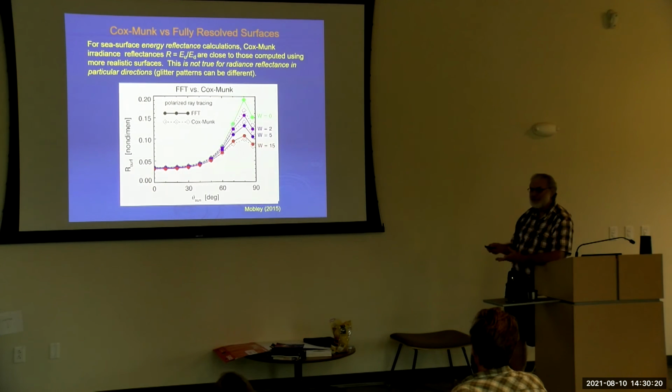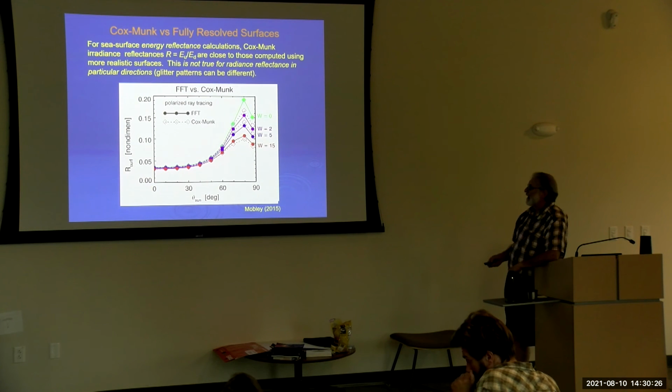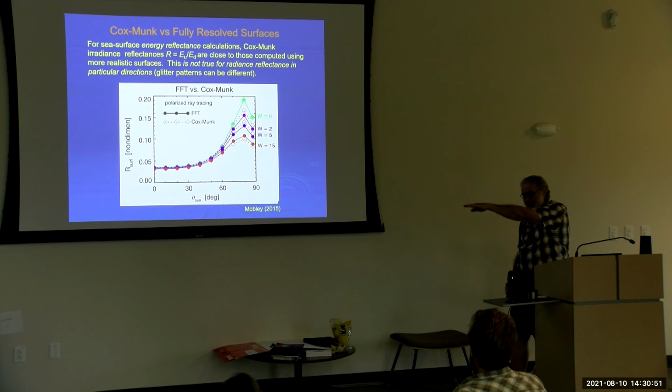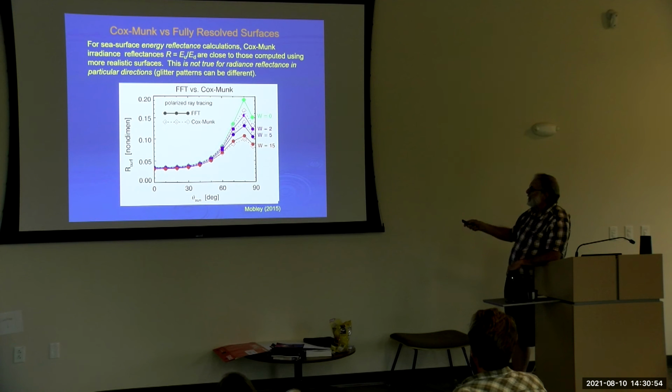Okay, does it make any difference whether you use a Cox-Monk surface or a really physically correct surface? Generally, it doesn't. Here's the irradiance reflectance of the surface for different wind speeds from 0 to 5 and 15 meters per second, and for different sun angles, and out to about 60 degrees, pretty much no difference. Once you get out to 70 or 80 degrees when the sun is right down near the horizon, then you begin seeing a difference. But even then, it's not that much. So it's the kind of 10% sort of differences.